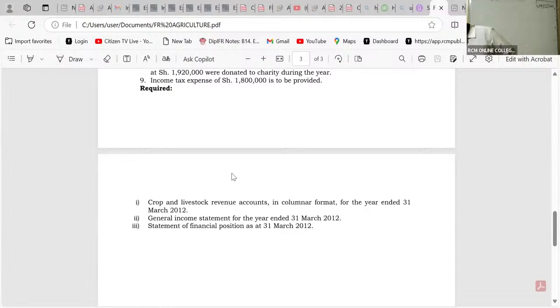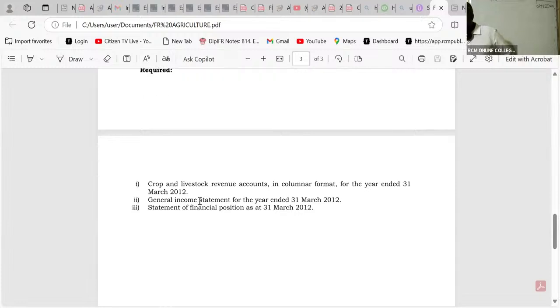We are required to do a crop and livestock revenue account in columnar format for the year ended 31st March 2012. So this is an examiner who is wishing me success. Why am I saying he's wishing me success, ladies and gentlemen? Because I will be able to get all the marks without knowing even what I'm doing. I mean, this is straightforward. Failing in financial reporting is simply a student who wants to get a fail in financial reporting. If you're just a keen student, then you should be able to get these marks, all of them.